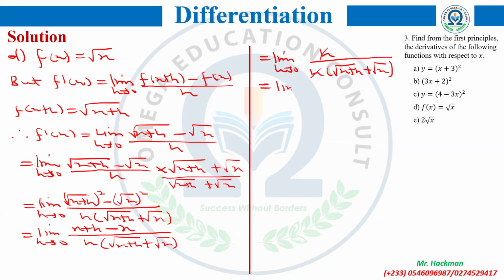So indirectly you have the limit as h approaches 0 of 1 over root of x plus h, plus what? Root of x. So you can substitute directly now. So 1 over root of x plus h, where h will be 0, then plus root of x. So this will give us what? 1 over 2 root of x. Am I right?